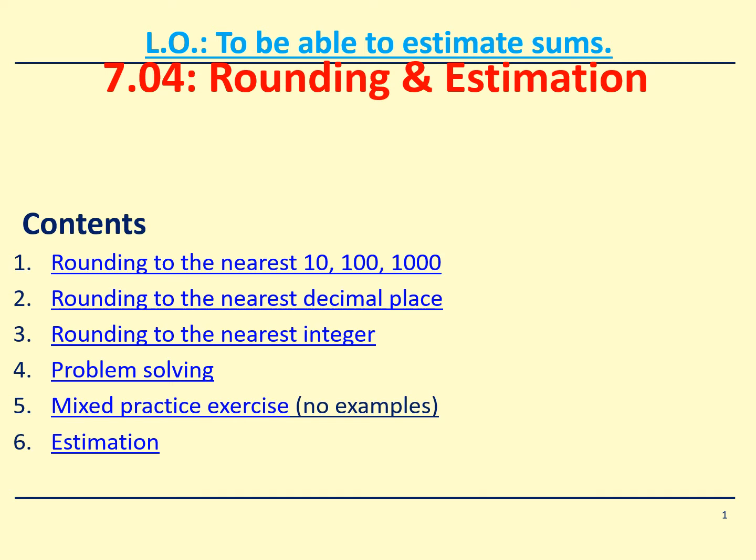A sum is the result of adding two numbers. We already know from the previous lessons how to round to the nearest 10, 100, 1000, and to the nearest decimal place. We've already done the lesson on solving problems involving rounding as well. So now we are moving to the last part, which is estimation. So let's begin.